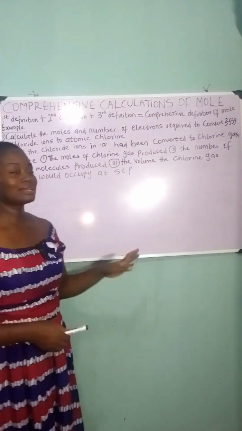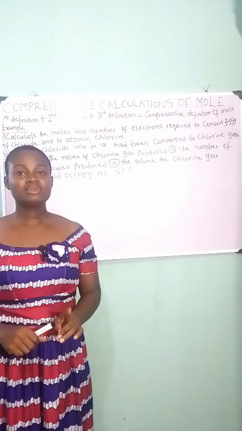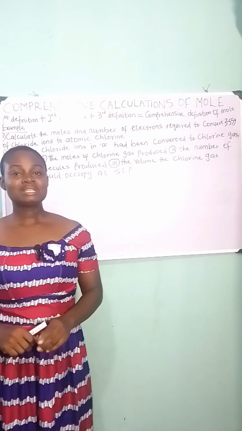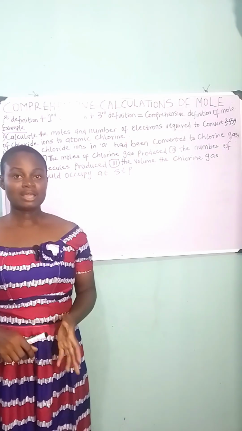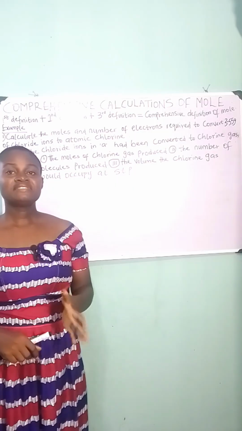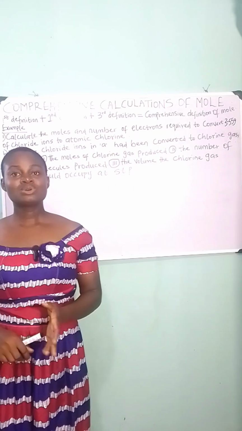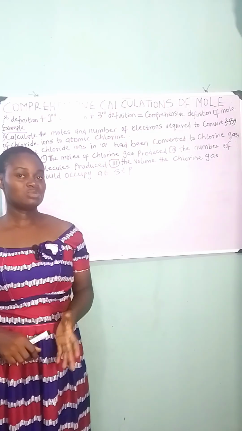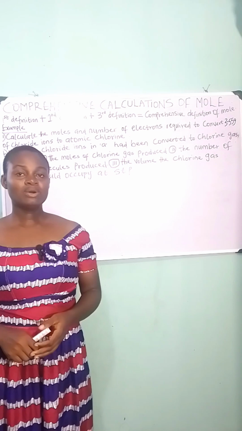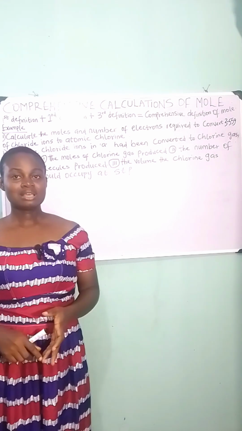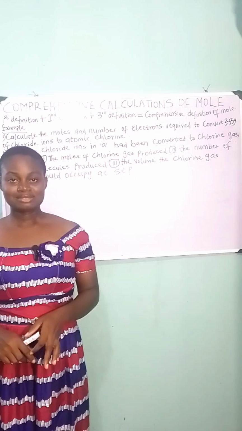Today we'll be talking about calculation of mole comprehensively. In the first definition, we define mole as the amount of a substance that weighs the same as the gram atomic or molecular mass of such compound or element. Then in the second definition, we define the mole of a substance as the amount of a substance which will contain 6.023 exponent 23 particles of such substance. And in the third definition, we define a mole as the amount of a gaseous substance that will occupy a volume of 22.4 dm³ at STP.